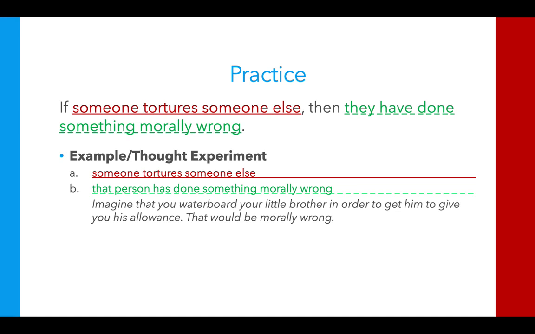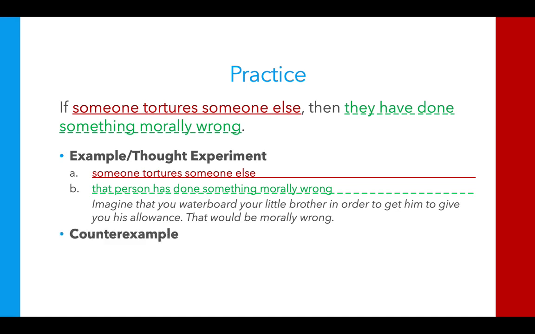One thing that I want to point out here is that the examples are kind of specific. Just saying waterboarding someone is wrong wouldn't be specific enough, right? Because it seems like there might be cases where waterboarding someone's okay. I want you to give a precise enough example to get across the idea that, yep, definitely torture, definitely wrong. So waterboarding your little brother, is that always wrong? Well, maybe not. But waterboarding your brother to get him to give you his allowance, yeah, that seems wrong. You don't have a good reason.